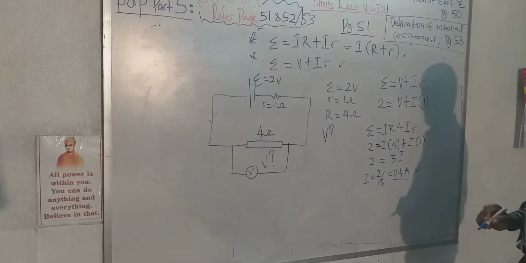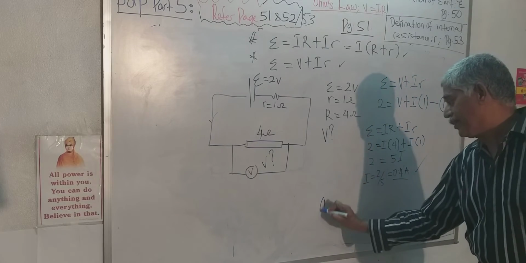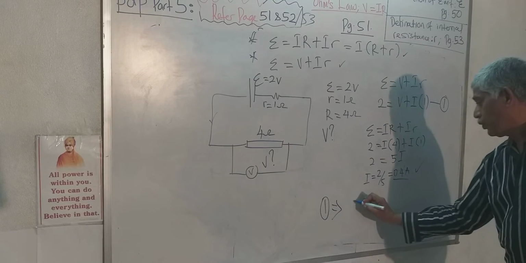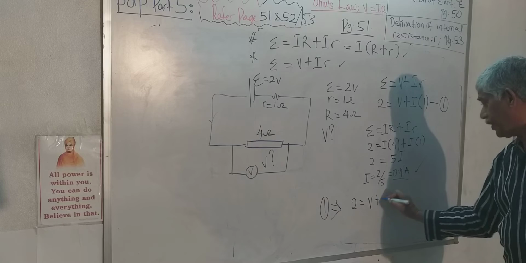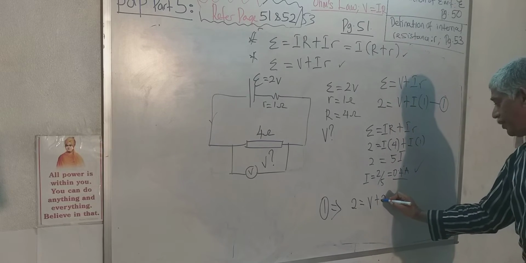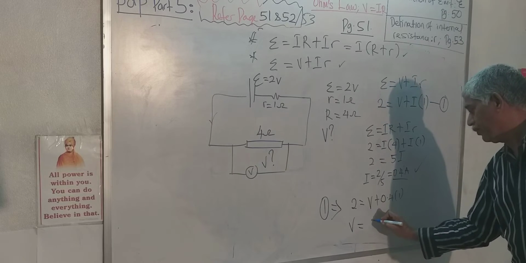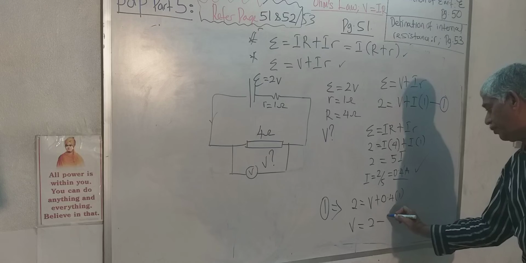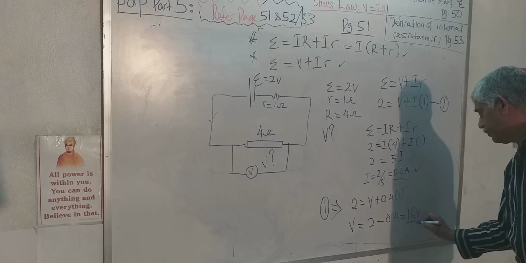Okay, since I know I now, I can go back to equation 1 to get the solution. 2 is equal to V plus Ir, my I is 0.4. So therefore my V is equal to 2 minus 0.4 times 1, which is 1.6 volt.